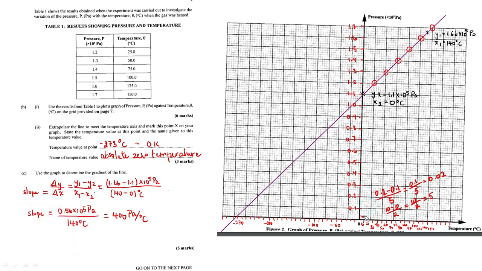Alright, so now that we have that, I'll get rid of this to keep the graph clean. And it says that once you're finished plotting your points, extrapolate the line to meet the temperature axis and mark this point X on your graph. Then it says state the temperature value at this point and the name given to this temperature value. You could forget this real easily, yeah? Wherever we cross the x-axis, well, the x-axis is the temperature axis, and I had everything labeled for you.